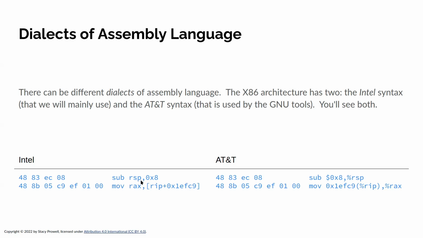So over here it's sub RSP and 8. Over here it's sub 8 and RSP. So some things are just very different. If you're seeing dollar signs and percents and that kind of thing, you're looking at the AT&T syntax.